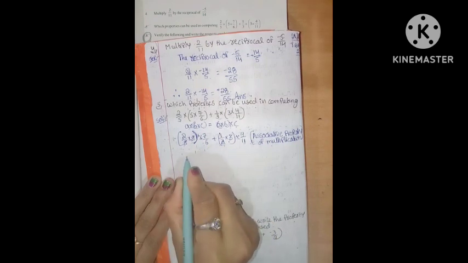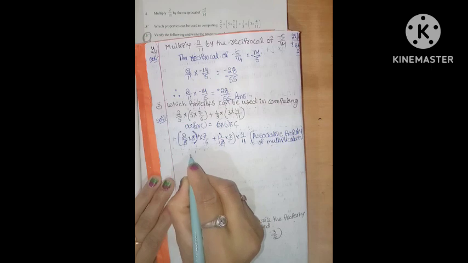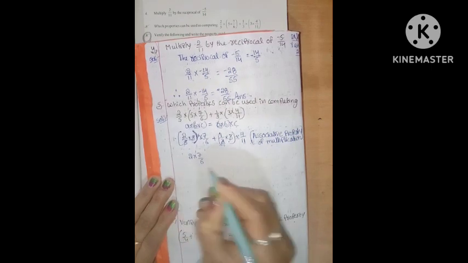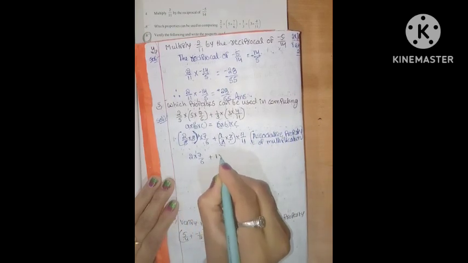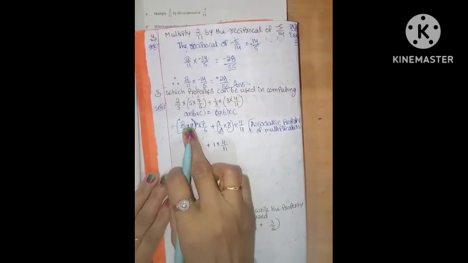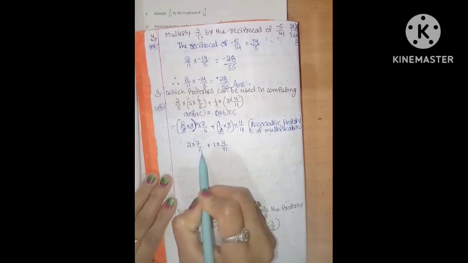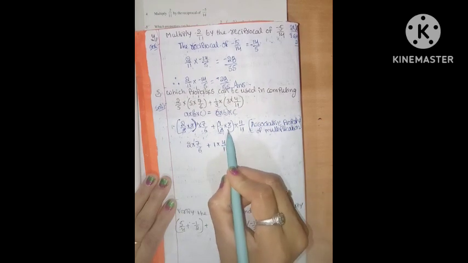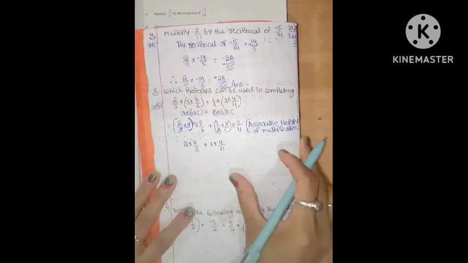So what's the remaining? 2 cross 7 by 6 plus here 1 cross 4 by 11. What's the remaining product? In the first term, 2 cross 7 by 6, plus in the second term the remaining product is 1 cross 4 by 11. Okay.